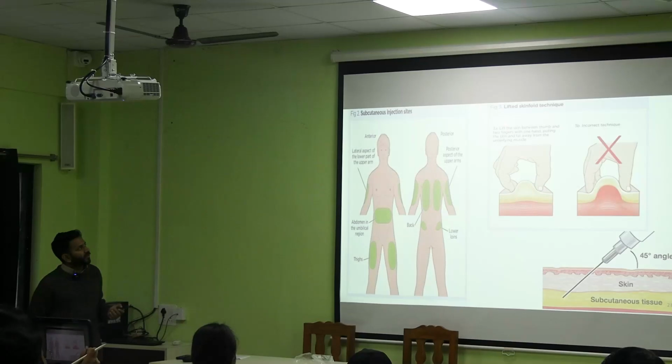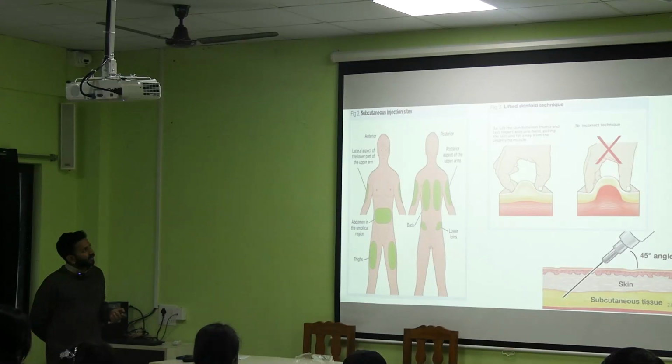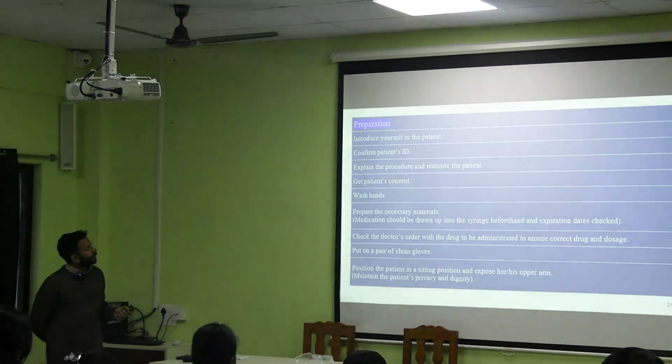This is the technique, the lifted skin fold technique. You have to lift the skin between the thumb and 2 fingers with one hand, pulling the skin and fat away from the underlying muscle. Then you put the needle at an angle of 45 degrees. The purpose is to deliver the drug in the subcutaneous tissue. So these are the sites, this is the technique, and this is the purpose.